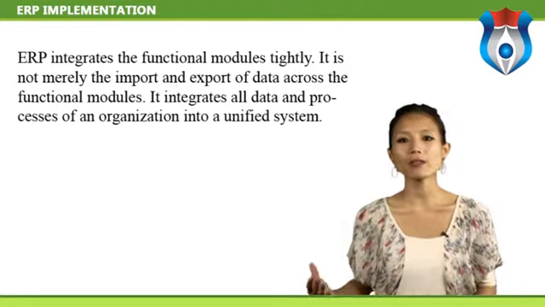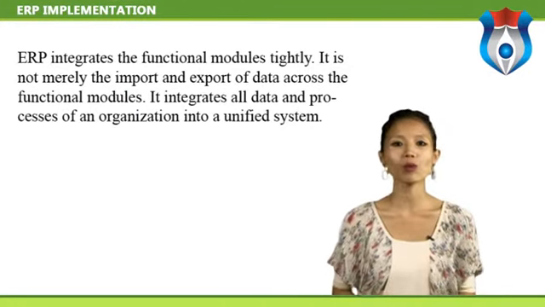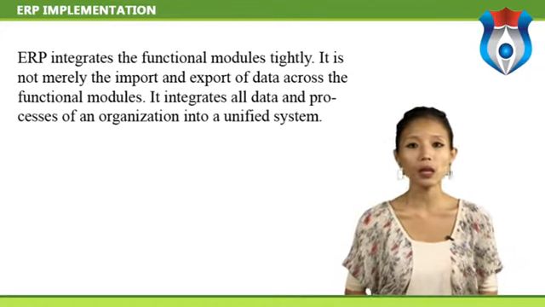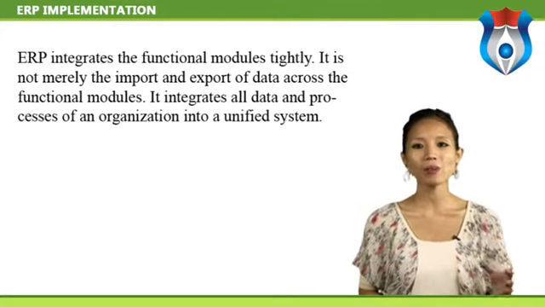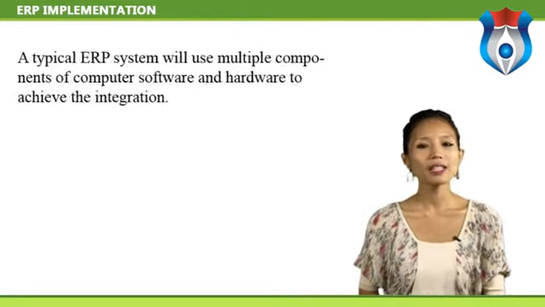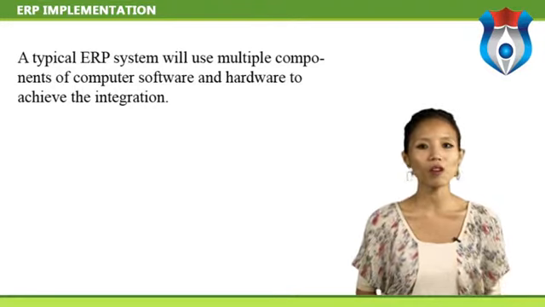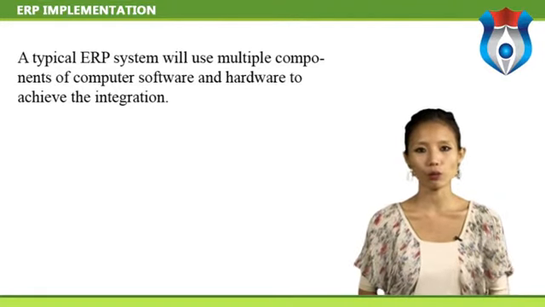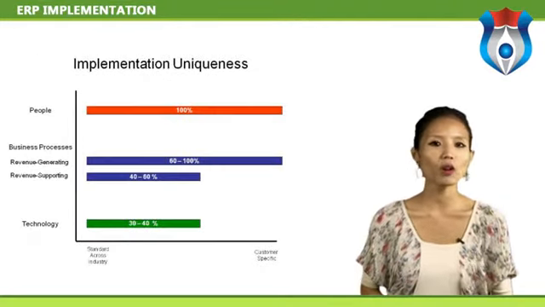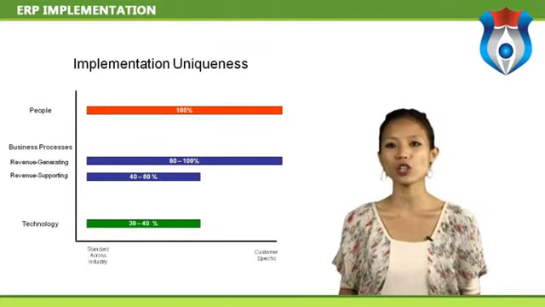ERP integrates the functional modules tightly. It is not merely the import and export of data across the functional modules. It integrates all data and processes of an organization into a unified system. A typical ERP system will use multiple components of computer software and hardware to achieve the integration. The integration ensures that the logic of a process that cuts across the functions is captured genuinely.